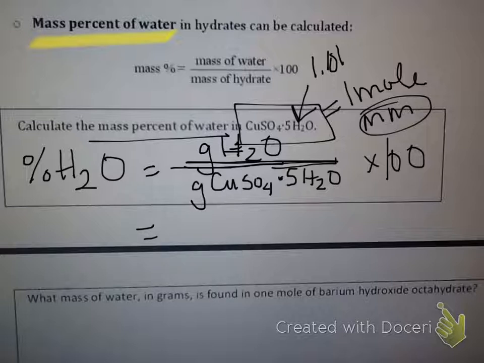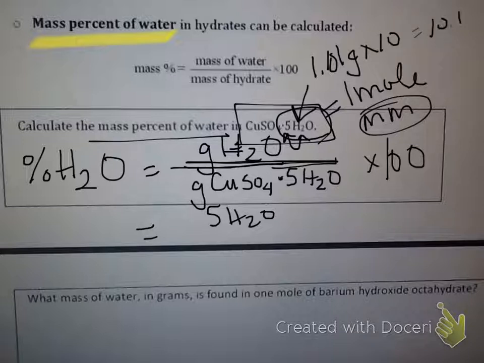But how many hydrogens do we have in the water? We have 5 waters. Okay, so 1 hydrogen is 1.01 grams. But we have 5 times 2 of them. We have 10. So the total mass of hydrogen is 10.1 grams in the compound. Likewise for oxygen, oxygen's 16 grams, but we have 5 of them. So 16 times 5. So the total mass of water will be 5 waters.